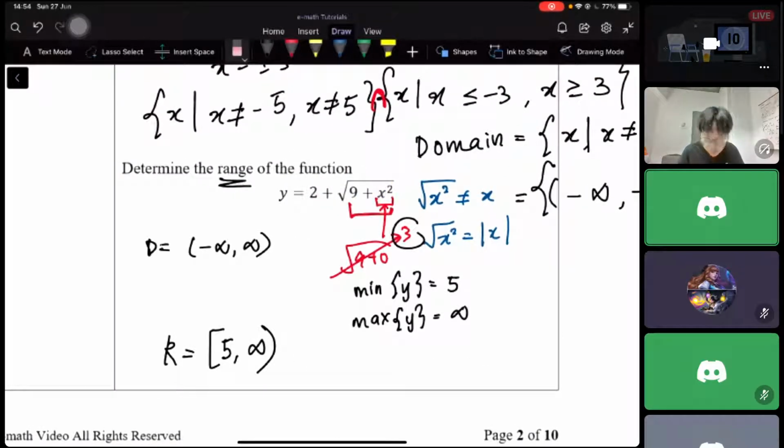Is everyone clear? And moderator, if you are free, can you do me a favor? Can you go and get the graph of this function? Just go to the decimals for this function, 2 plus square root of 9 plus x squared, so that they can see where the minimum is. Moderator, please do me a favor, yeah? y equals 2 plus square root of 9 plus x squared.